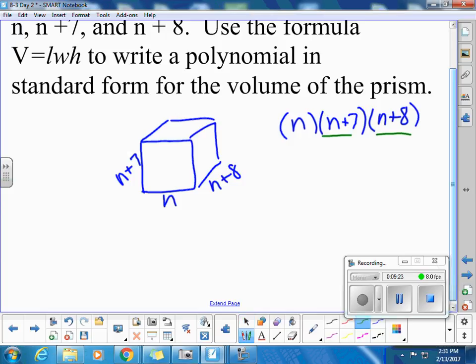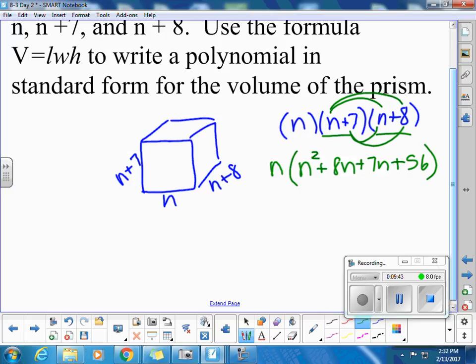So if I multiply n plus 7 times n plus 8, I still have the n out in front, then I get n times n squared first, outer plus 8n, inner plus 7n, last plus 8 times 7 is 56. And I still have to multiply it by that n. So now I'm going to multiply this whole thing. Actually, first let's combine our like terms. So I have n on the outside, I still have n squared, 8n plus 7n is plus 15n plus 56.